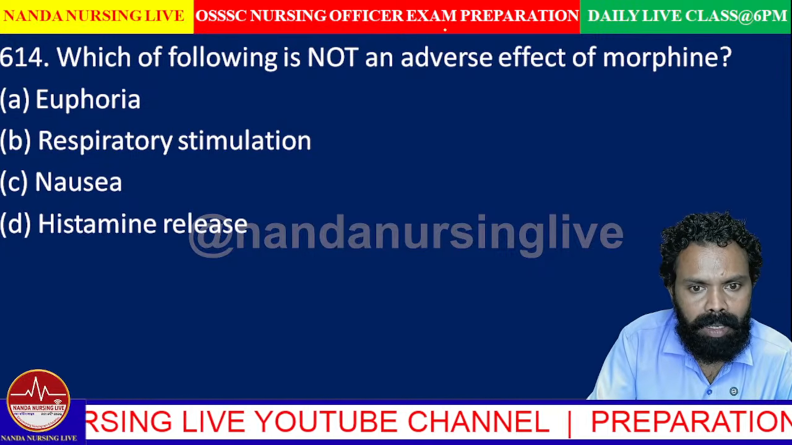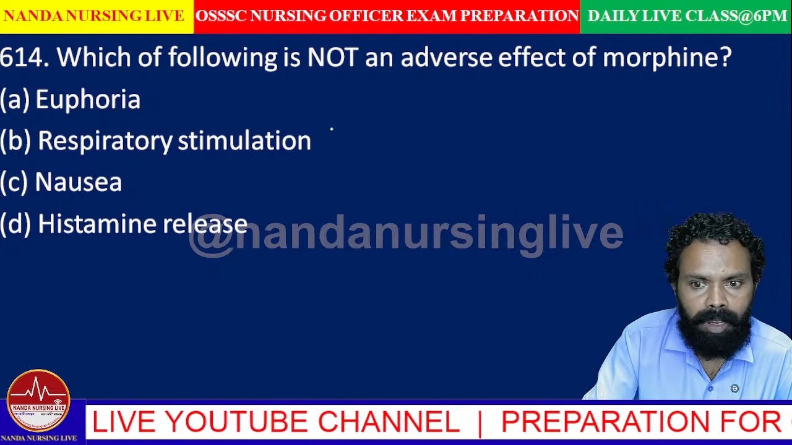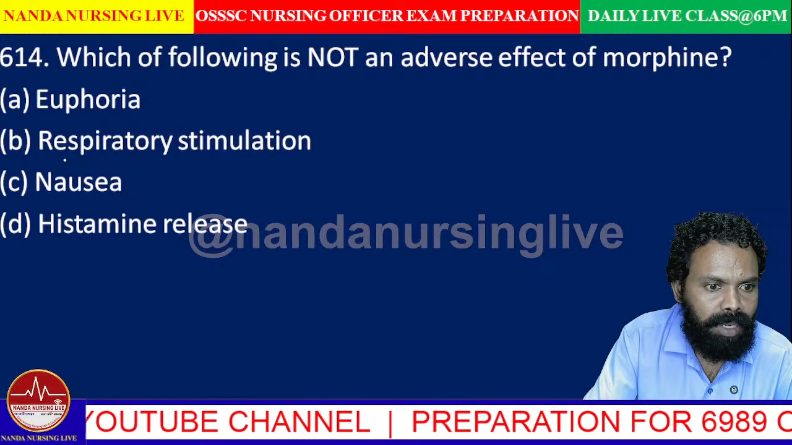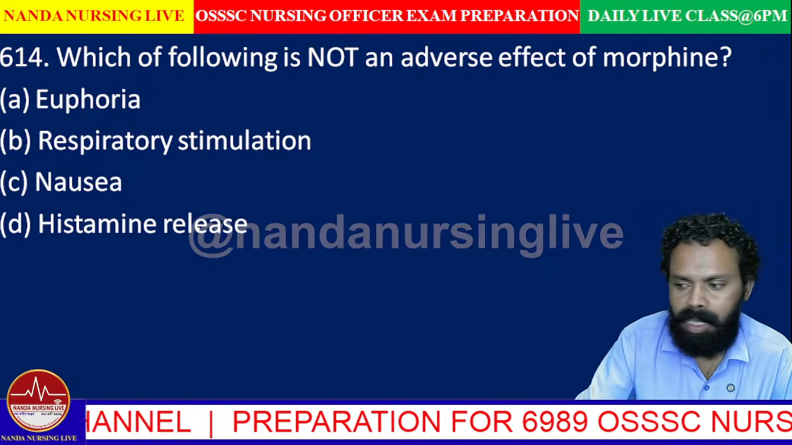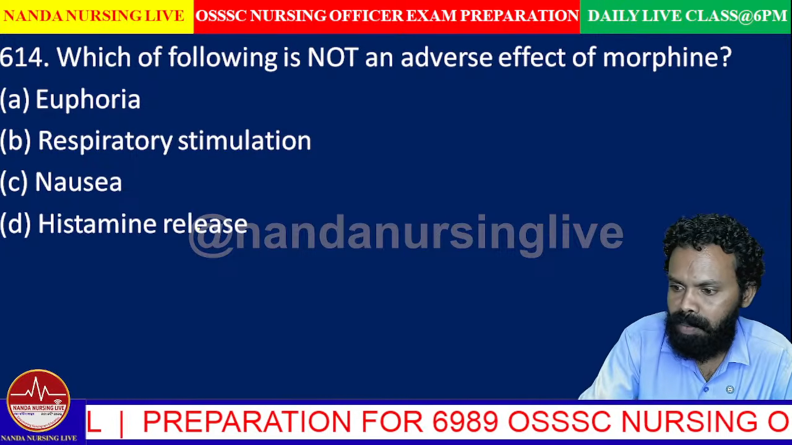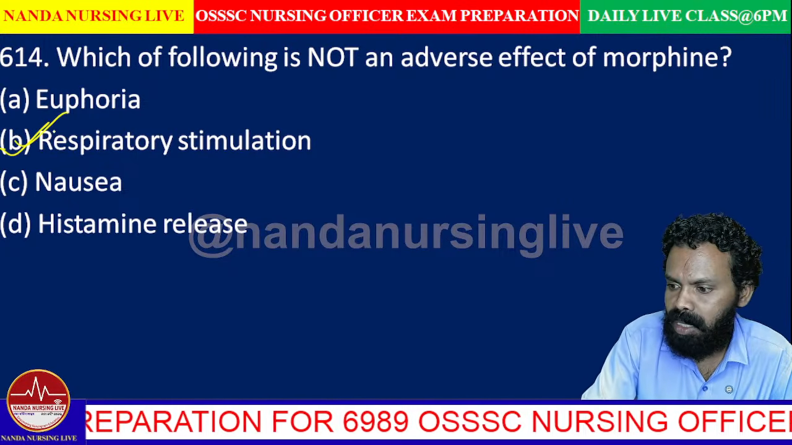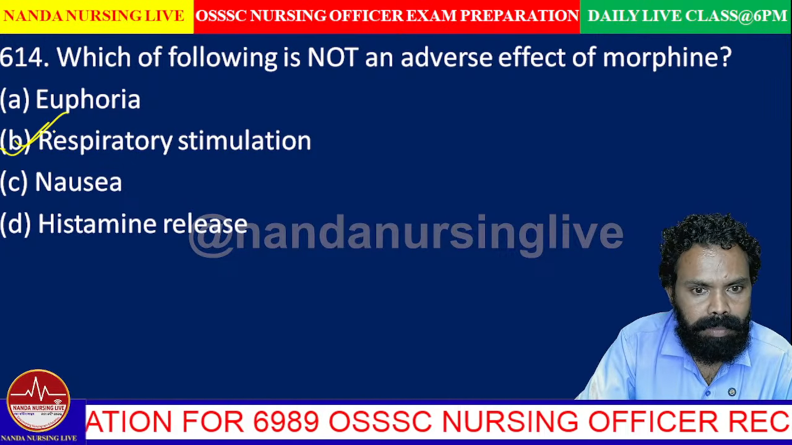Which of the following is not an adverse effect of morphine? Option A euphoria. Option B respiratory stimulation. Option C nausea. Option D histamine release. So which option is the correct answer? The correct answer is option B, right?